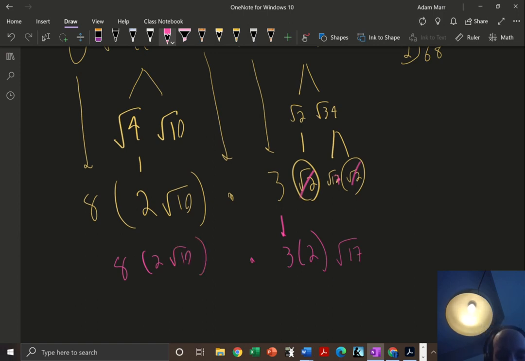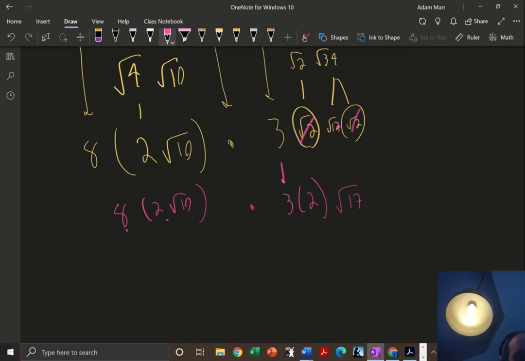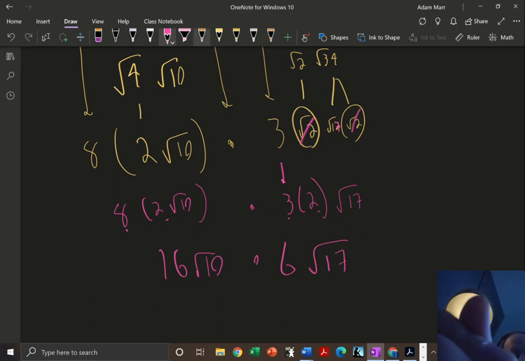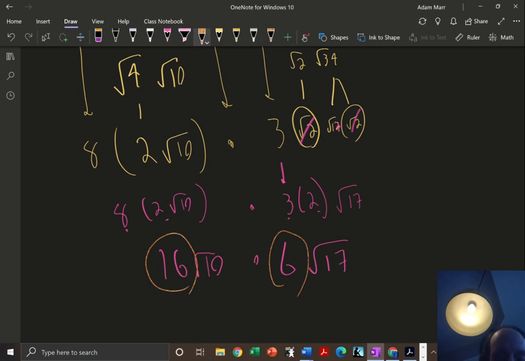All right, so almost done here. Let's go from left to right. We have 8 times 2 is 16, root 10, times 3 times 2 is 6, root 17. And then furthermore, let's finish it on up. We have 16 times 6, which is going to end up giving me 96. So we have 96 times the square root of 10 times 17, which is 170. And that is it. That's all we can do. So 96 root 170 is it. That's as simplified as I could get.